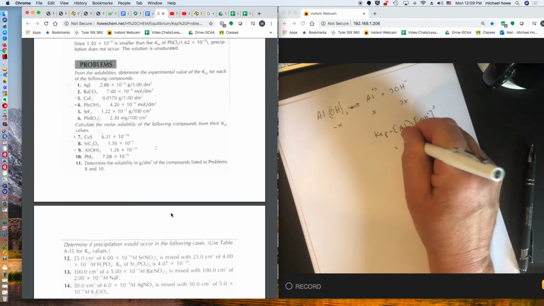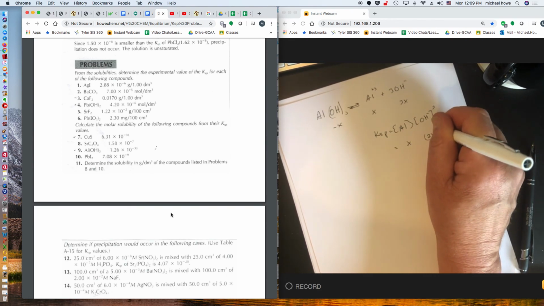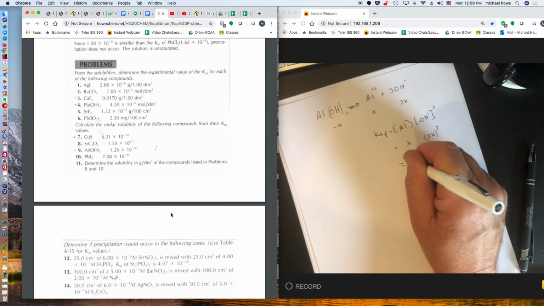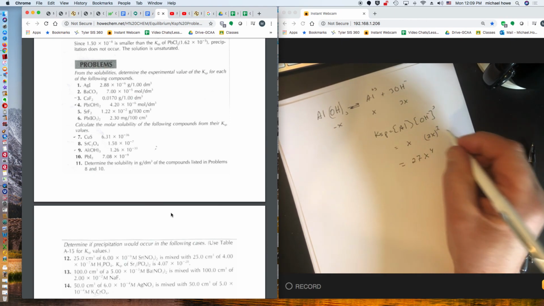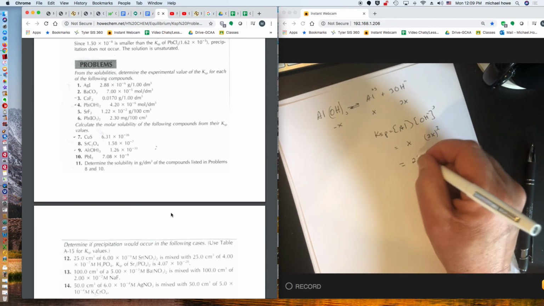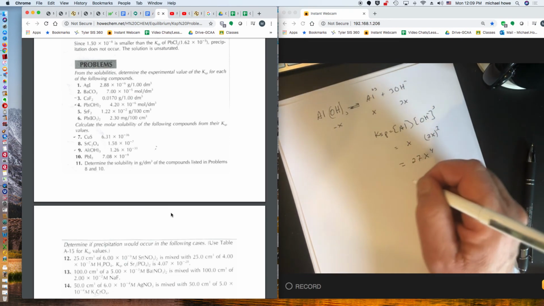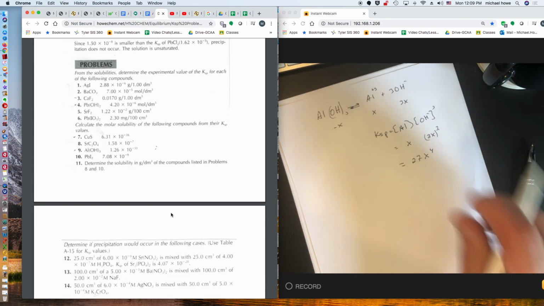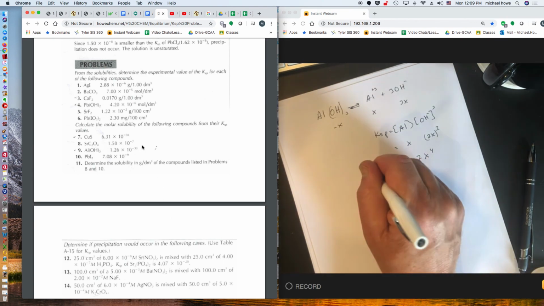So you know this is x, and this is 3x, but that will be cubed. So you end up with really 27x to the fourth, because 3 cubed is 9... 3 squared is 9, times 3 is 27, so 3 cubed is 27. And then x cubed times x is x to the fourth. And the solubility product, it tells us back over on the other side here, is 1.26 times 10 to the negative 33rd.